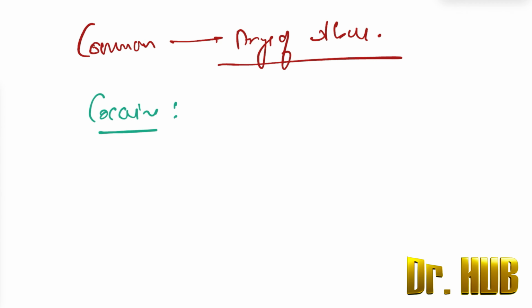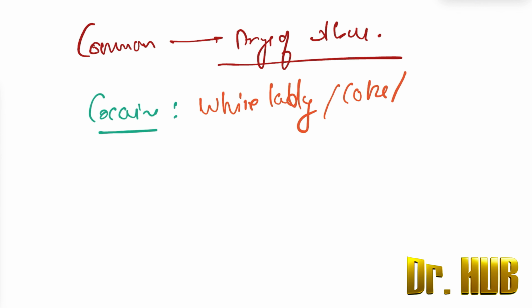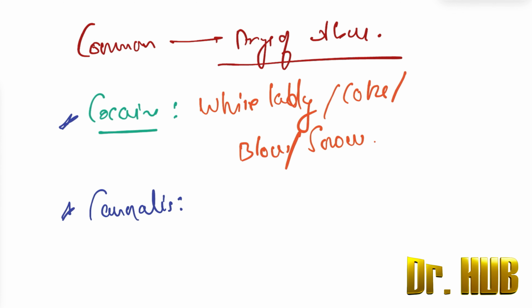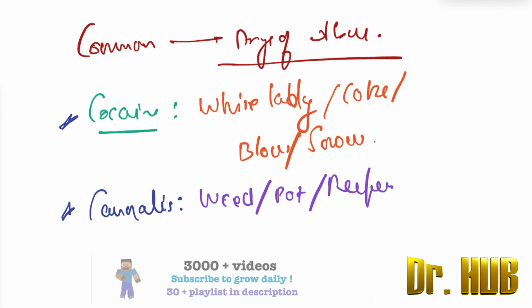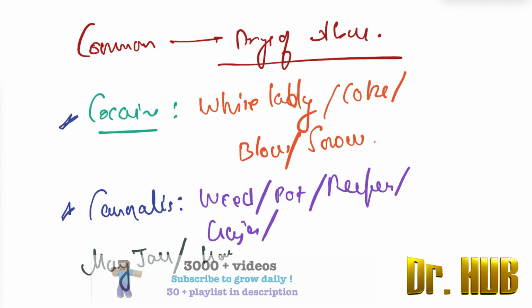Cocaine can also be known as a white lady, since it's white in color. It can also be known as coke in short, or blow, or snow. Next, we are going to see cannabis. Cannabis is commonly known as weed, pot, reefer, or ganja. It can also be known as Mary Jane, hash, as well as Indian hemp.